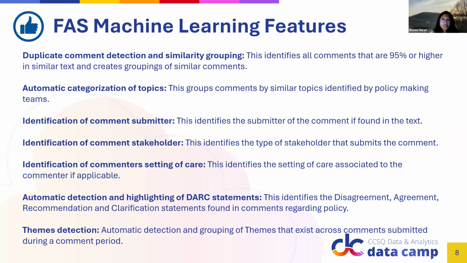These are some of the features. Due to the time, I don't want to go through each and every one of them, but this is similar to what we saw in the video, where there is duplicate comment detection. We have a way to identify the submitter and the stakeholder, and automatic detection of the sentiments that we talked about. It identifies disagreement, agreement, recommendation, and clarification, and it also identifies themes and allows the user to categorize and group by the themes. Next slide.